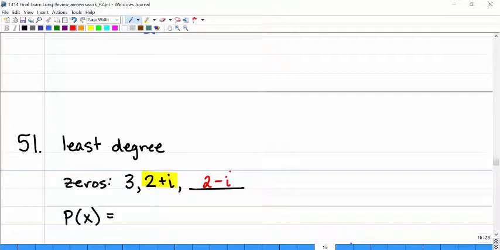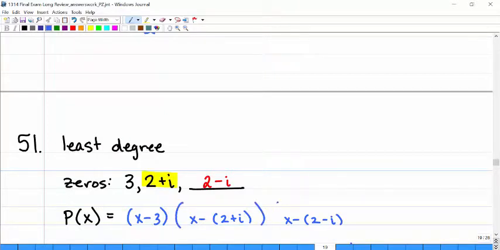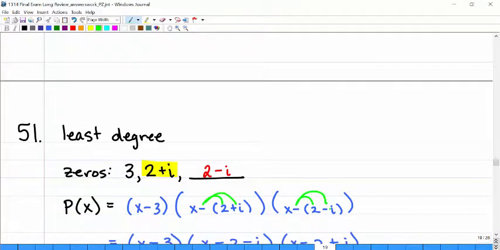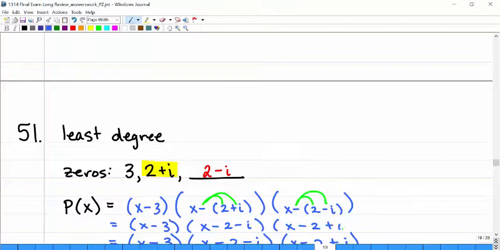So you're given 3 zeros. We can now find our 3 factors. Our 3 factors are going to be x minus 3 times x minus (2 plus i) times x minus (2 minus i). These are both in parentheses. So when I distribute this negative here and here, I get x minus 3 times x minus 2 minus i times x minus 2 plus i.